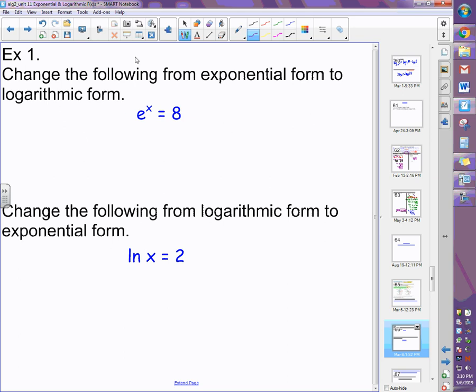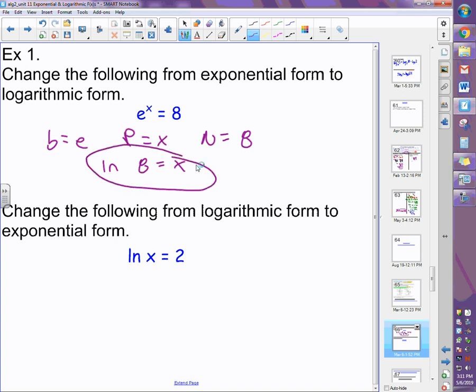So e is my base, x is my power, and 8 is my number or my answer. To put it in logarithmic form, it would be natural log of the answer is equal to the power. And when you write ln, the e is invisible, so you don't have to write it. You can write it to be on the safe side, but it's understood to be there.